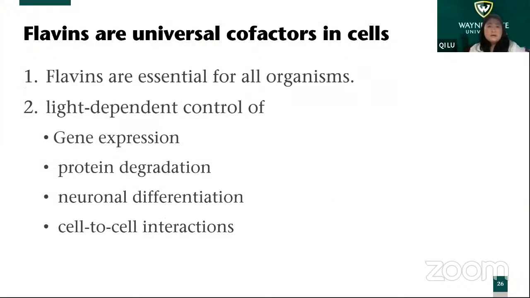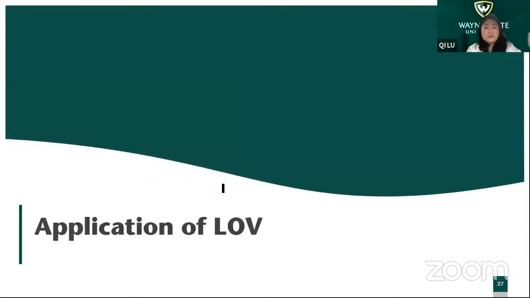Since flavins are universal cofactors in cells, essential for all organisms, this light-independent control can be used for gene expression, protein degradation, neural differentiation, cell-to-cell interaction, or organelle movement within the cells. Many cell and molecular functions can be controlled by light based on these flavin-responsive photoreceptor families.